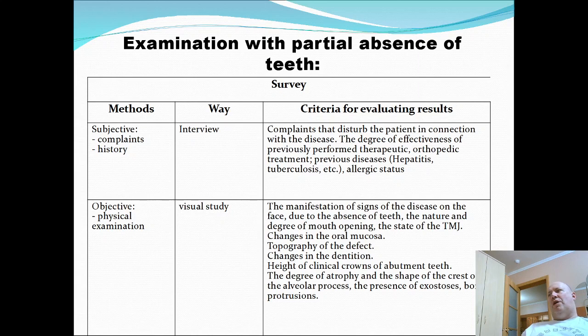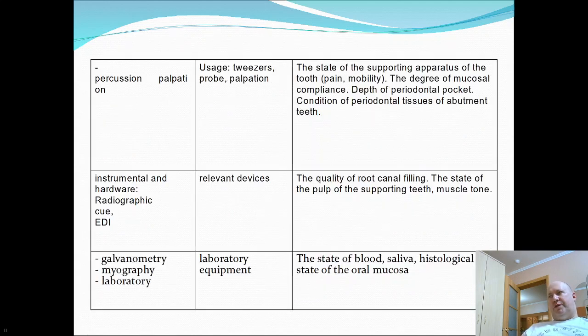Height of clinical crowns of the abutment teeth, the degree of atrophy and the shape of the crest of the alveolar process, the presence of exostosis, bone protrusions. Then this is percussion and oral palpation. Here is another objective part of your examination. And then you use instruments or additional methods if you need them.